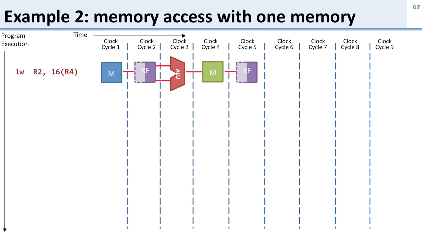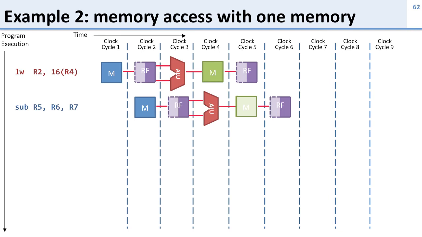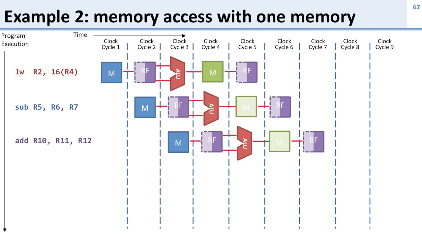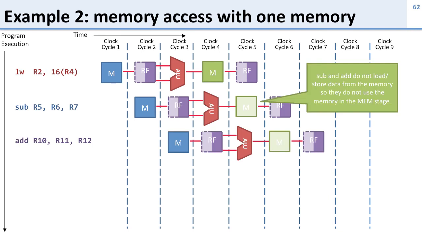Well, if we don't have two memories, we could put in stalls. So we could do our load word and our subtract and our add. And these are fine to have at the same time because they don't use the memory in the data memory stage. So they're not going to access the memory here, they're just going to access it when they go to load their instructions. But now we have a problem.